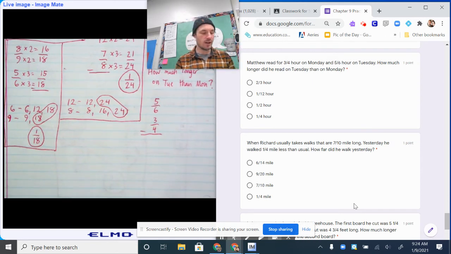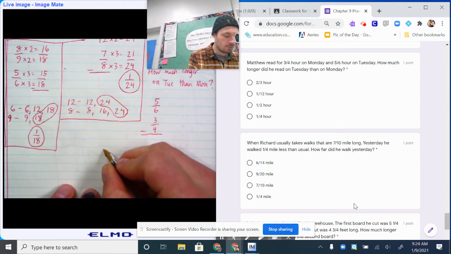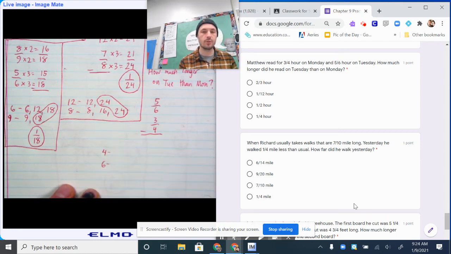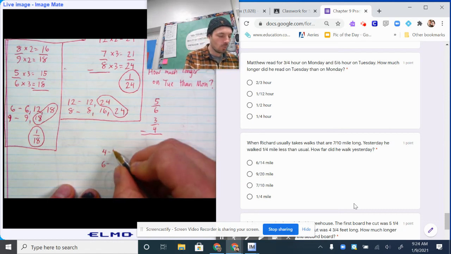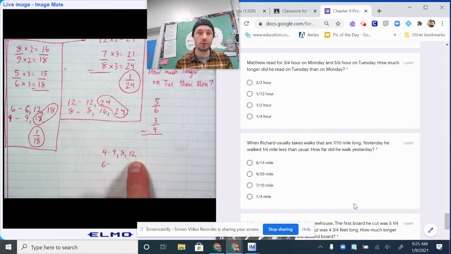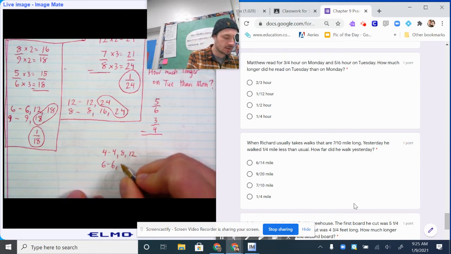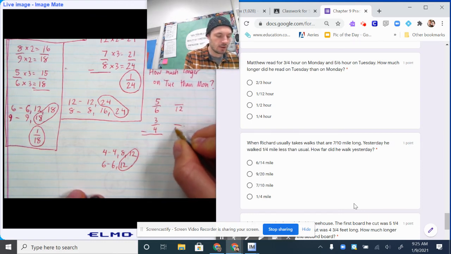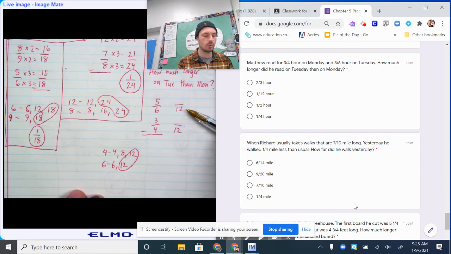I know I'm going to have to find common denominators. And so I'm going to count by 4s and I'm going to count by 6s until I get a number that's in both lists. 4, 8, 12. Most of you know 12 is a multiple of 6. 6, 12. So 12 is the LCM. So I'm going to write 12 here, write 12 here. I'm going to make two new fractions that both have 12 as their denominator.